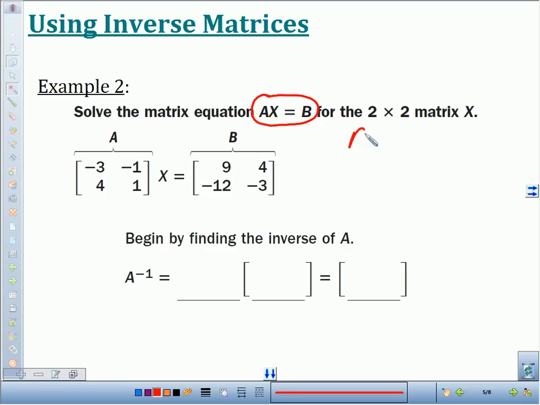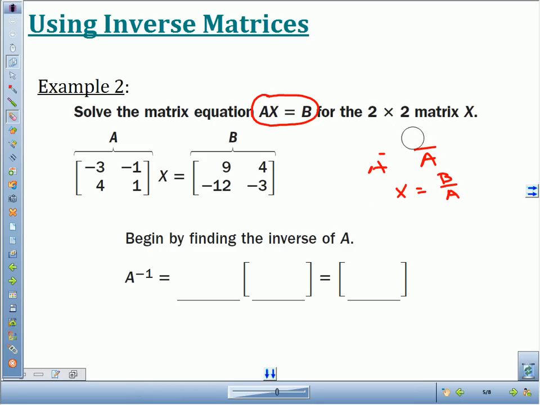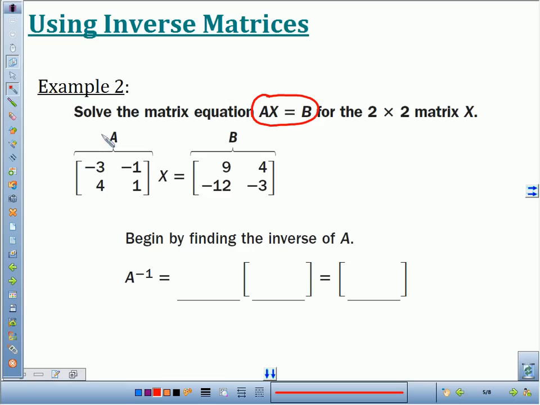Now, normally, if we had AX equals B, we would divide by A, and we would get X equals B over A. There's only one problem with this, and that is that we can't really divide by matrices. We can multiply by matrices, we've done that, but we can't really divide by matrices. Instead, we have to use the inverse matrix to get rid of matrix A. A times the inverse of A will remove it. So we need to start by finding the inverse.